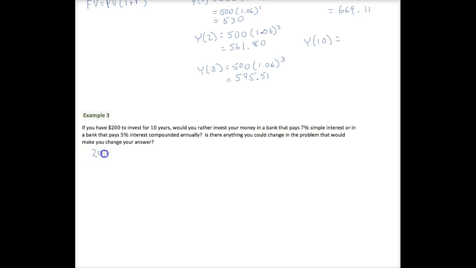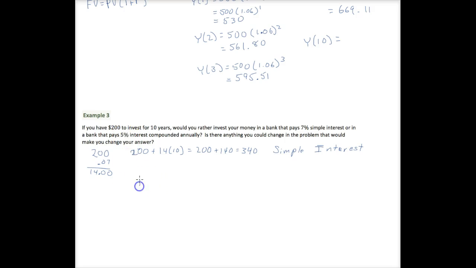So $200 at 7% simple interest means we're going to make 0.14. We're going to make $14 a year. So we have $200 that we start with plus $14 for 10 years. This is our simple interest, by the way. That's going to give us $200 plus 140. We're going to make $340 at simple interest for us. Or are we better off finding out at 5%?